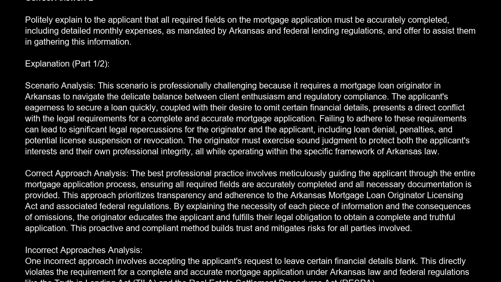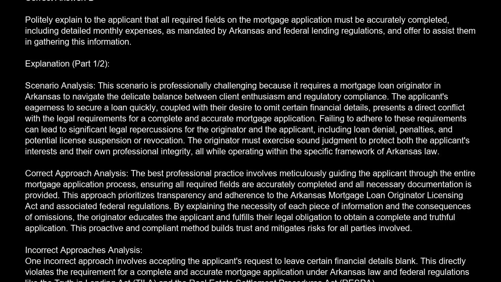Explanation. Scenario analysis. This scenario is professionally challenging because it requires a mortgage loan originator in Arkansas to navigate the delicate balance between client enthusiasm and regulatory compliance. The applicant's eagerness to secure a loan quickly, coupled with their desire to omit certain financial details, presents a direct conflict with the legal requirements for a complete and accurate mortgage application.